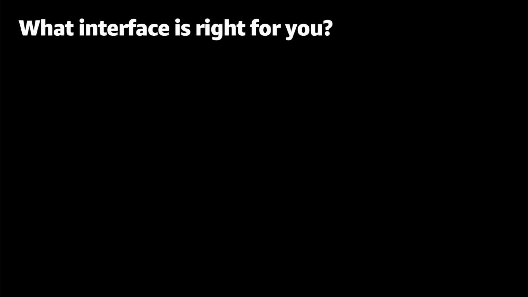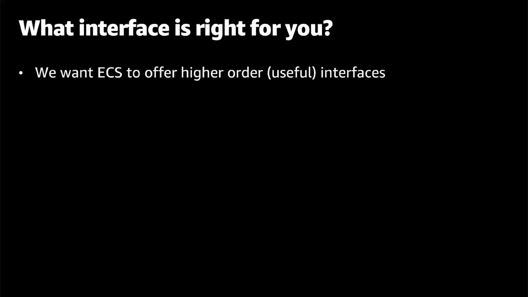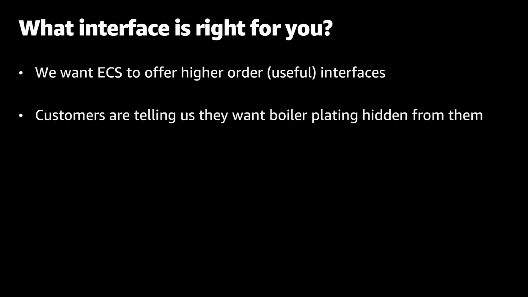So what interface is right for you as a user, right? There are three major things that we're trying to do, and this is very specifically for ECS. We want ECS to offer these high-order interfaces. Customers are telling us defining a CloudFormation template with tasks and deployments and this sort of thing is way too low level. We want something better than that. We want boilerplating. We also call this undifferentiated heavy lifting, right? We want to get rid of that. This is what customers are telling us.